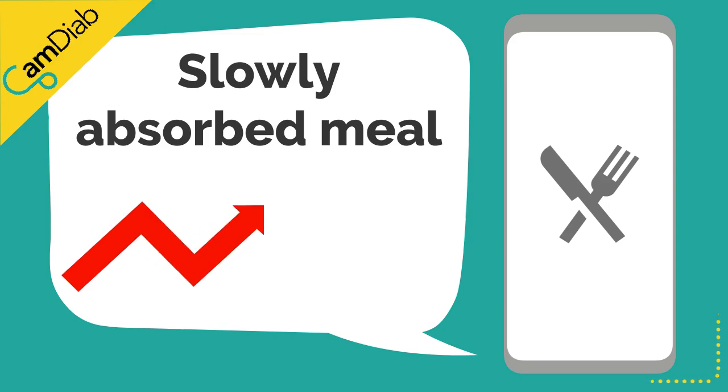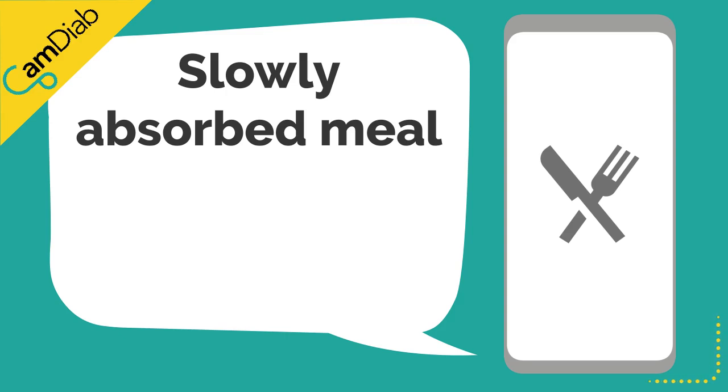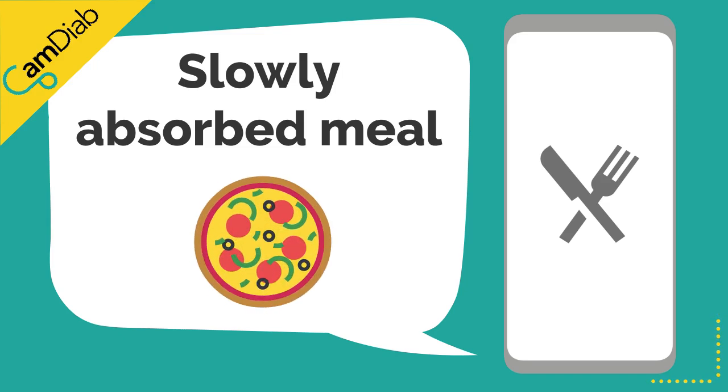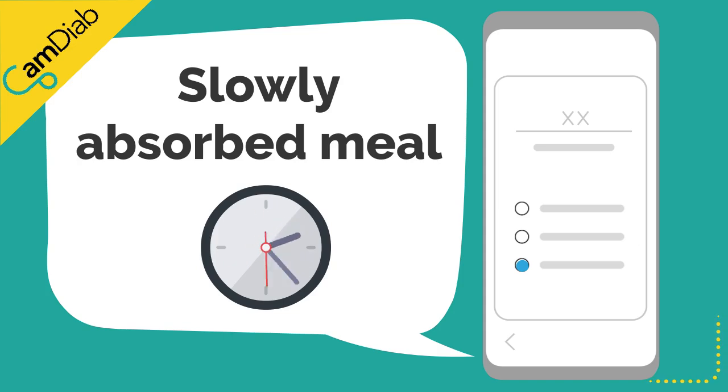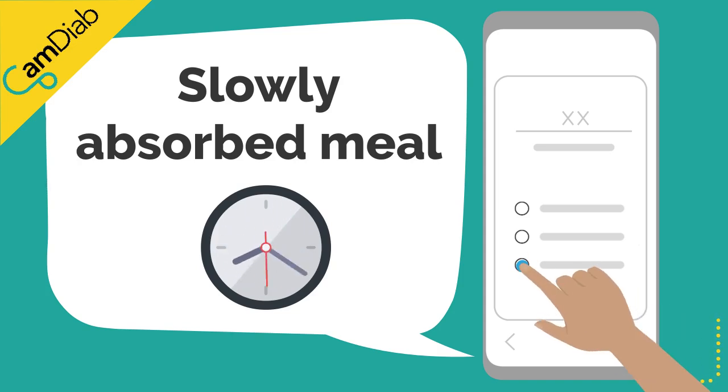The slowly absorbed meal gives people an option to manage foods that have a prolonged impact on glucose levels and are often higher in fat and protein. The initial rise in glucose levels after eating, for example pizza, will still need to be dealt with by giving a pre-meal bolus. However, by selecting the slowly absorbed meal option, you are notifying the algorithm that it might need to be more aggressive to deal with the delayed effect of the meal over a longer period of time.